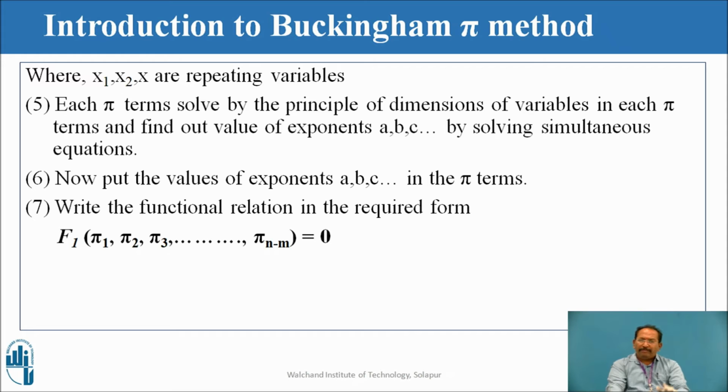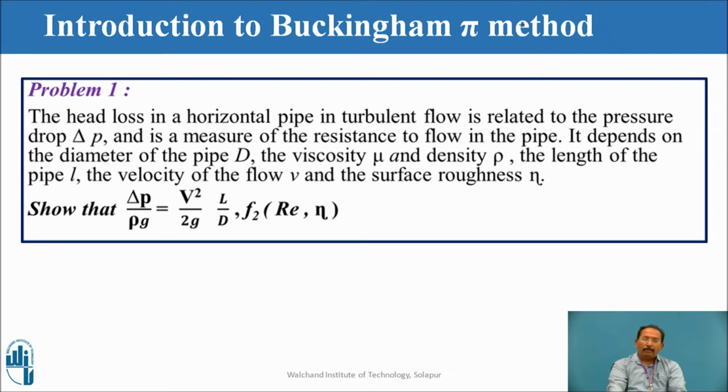Okay, now these are simple steps, but we can understand them when we solve the problem. This is one of the important problems. Now go slowly with this. The head loss in a horizontal pipe in a turbulent flow is related to, now what are the dependent variables and what are the independent variables, just see. It is related to the pressure drop delta P and is a measure of resistance to flow in the pipe. It depends on the diameter, the viscosity, the density, the length of the pipe, the velocity and the surface roughness, and they ask you to show that.